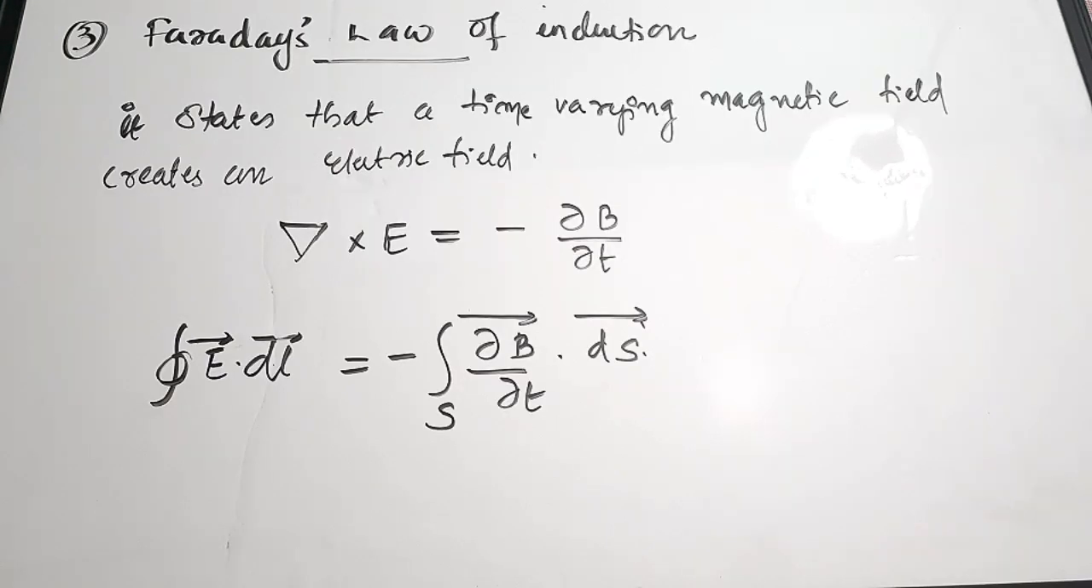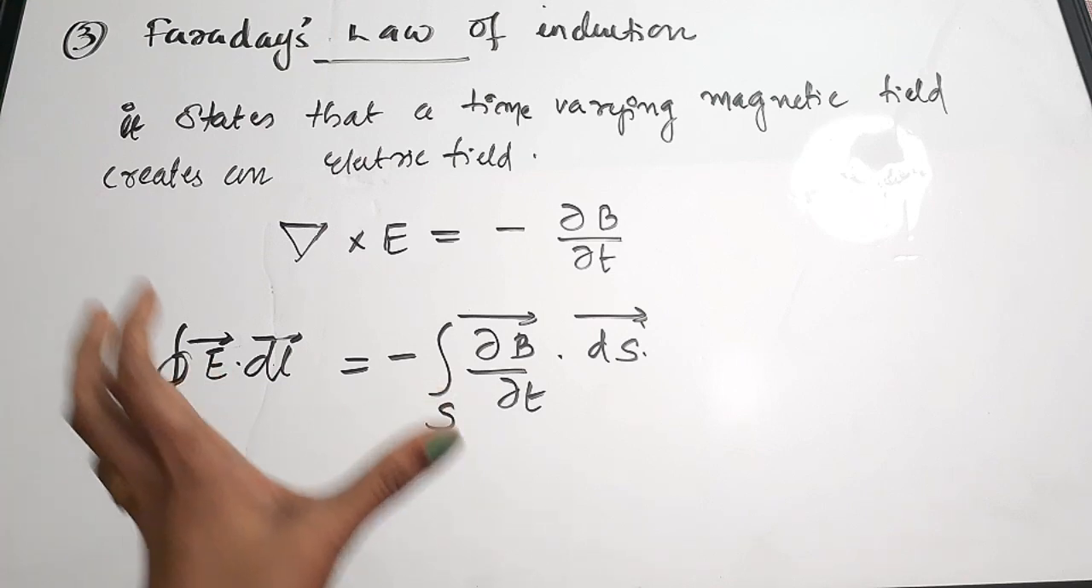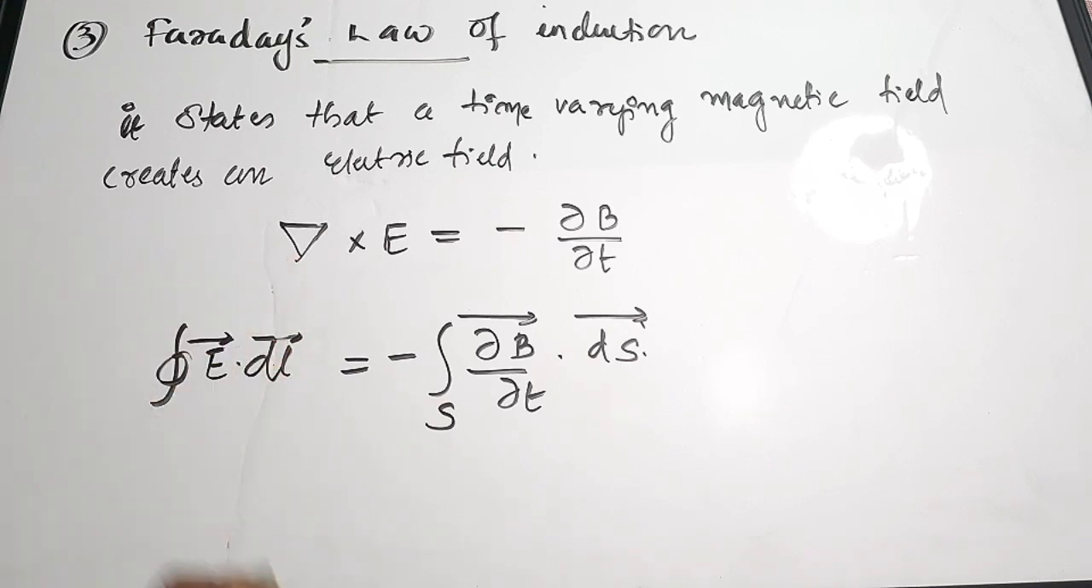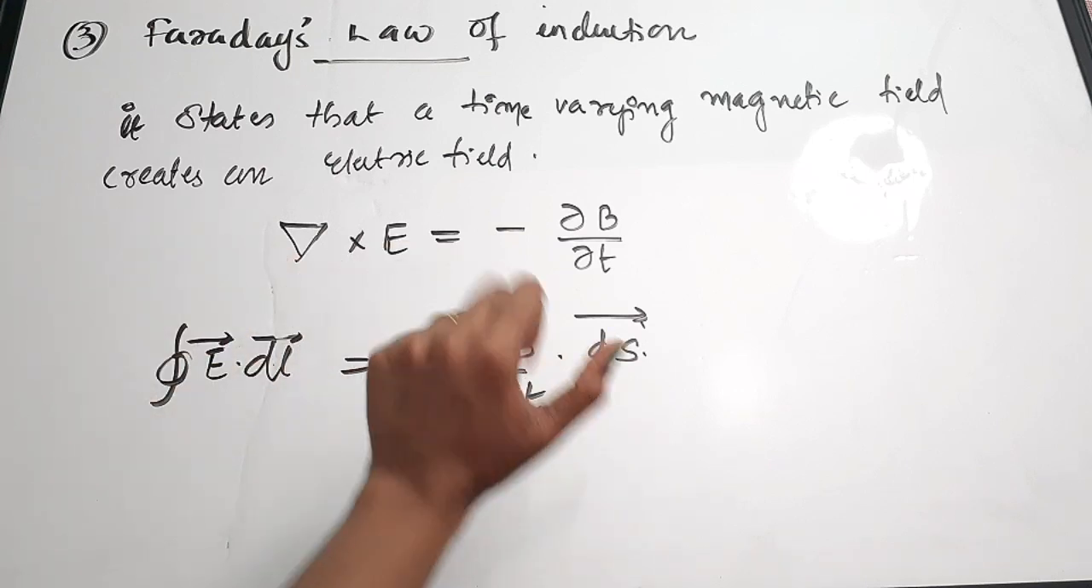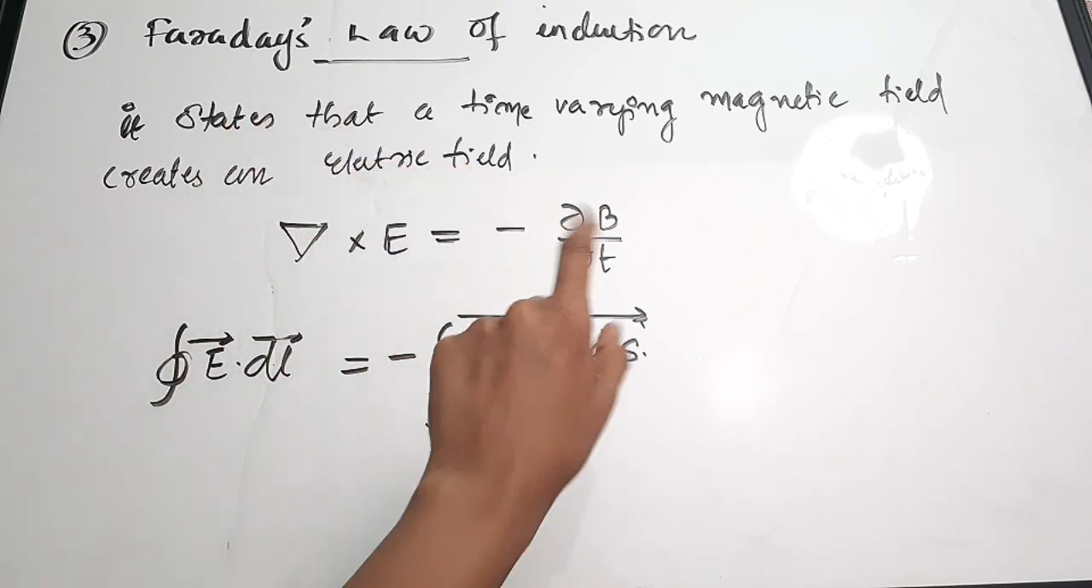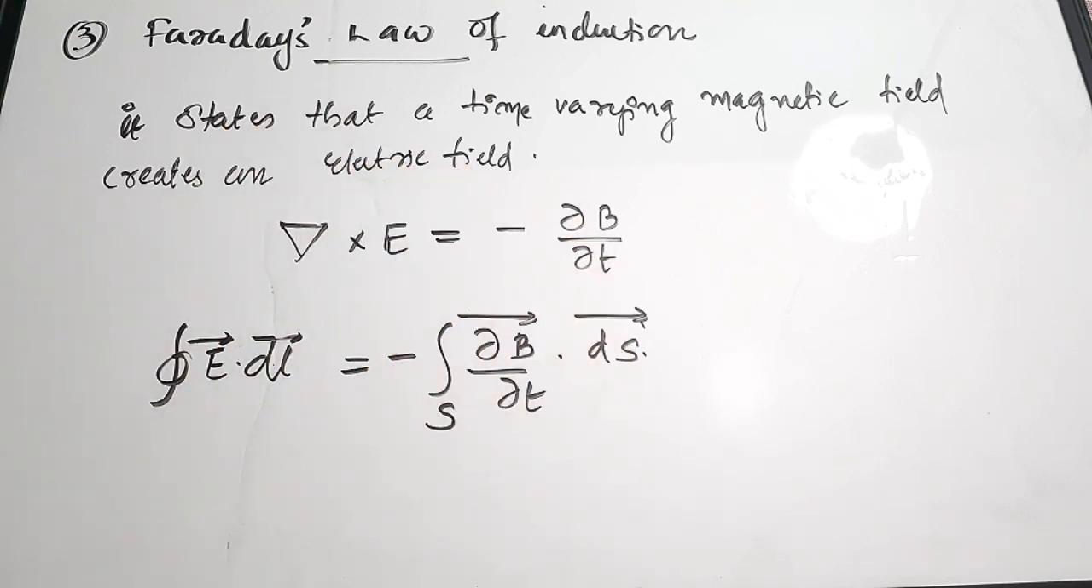The third law is called Faraday's law of induction. This is actually the Maxwell-Faraday version of Faraday's law of induction, and it describes how a time-varying magnetic field creates an electric field. The expression is: del cross E, that is the curl of the electric field, is equal to minus dou B by dou t.